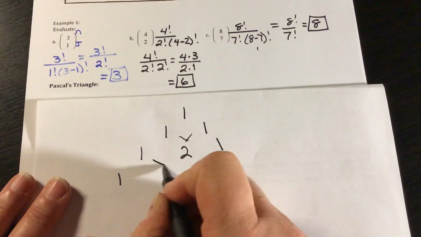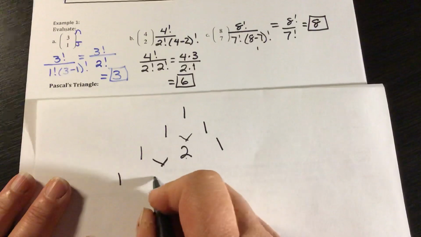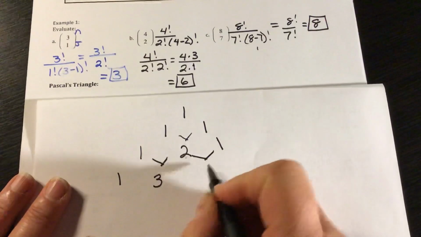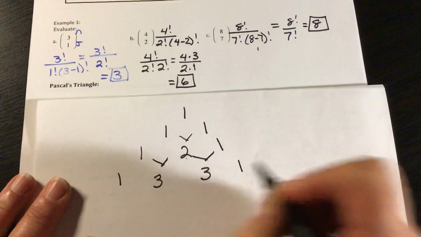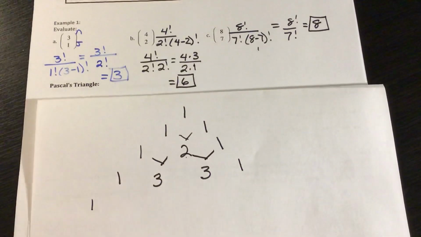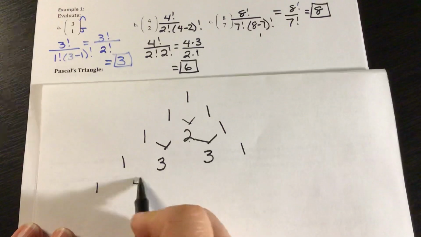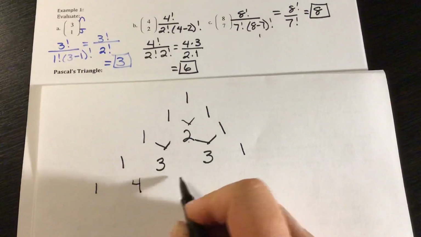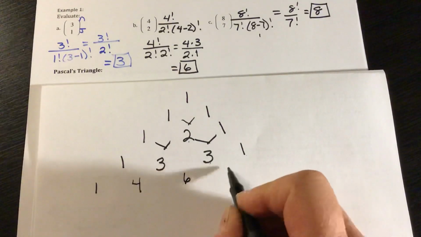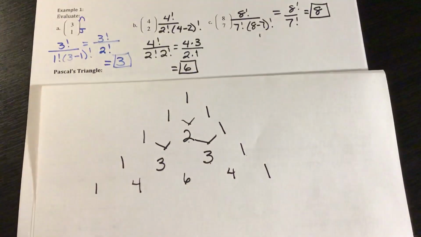Then I have a 1. Then I add these two numbers together. I get 3. I get 3 here, and then I have a 1. So in my next row, I'll start with the 1. 1 and 3 is 4. 3 and 3 is 6. 3 and 1 is 4, and then I end with a 1.